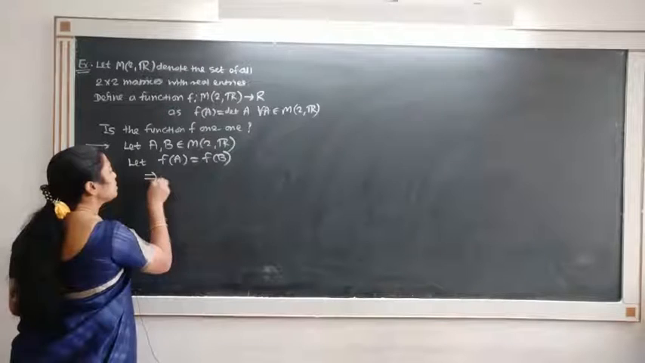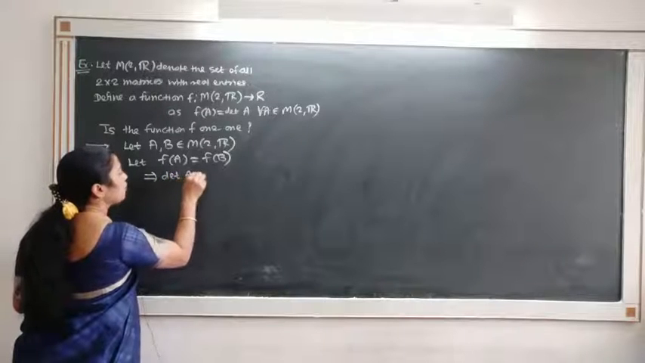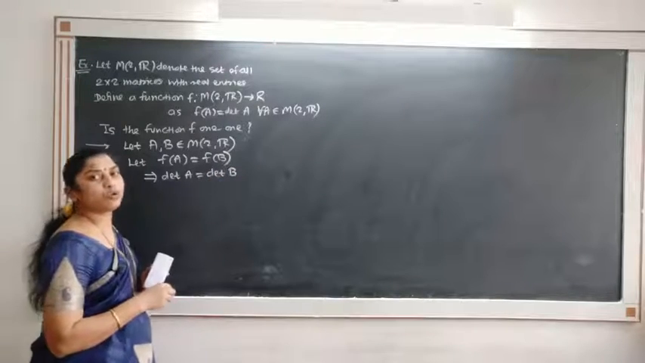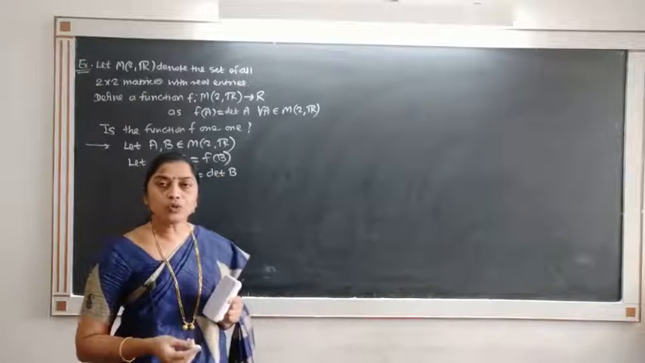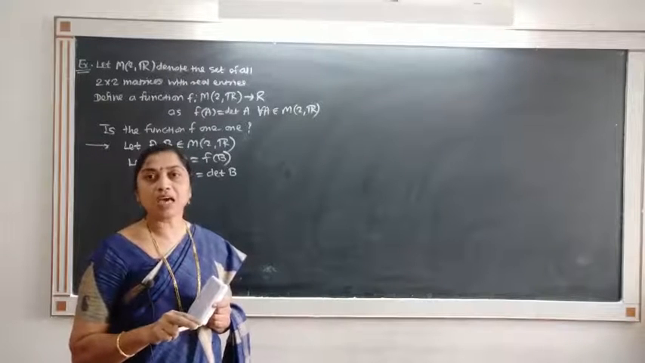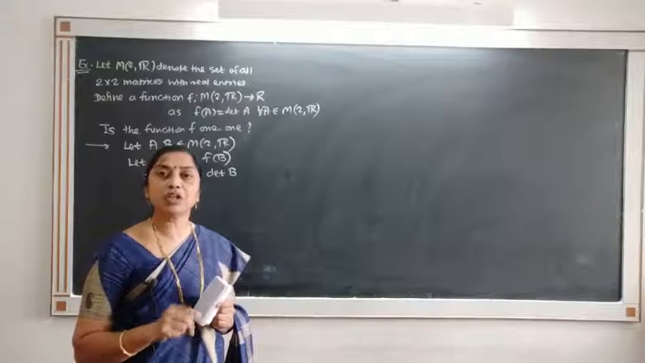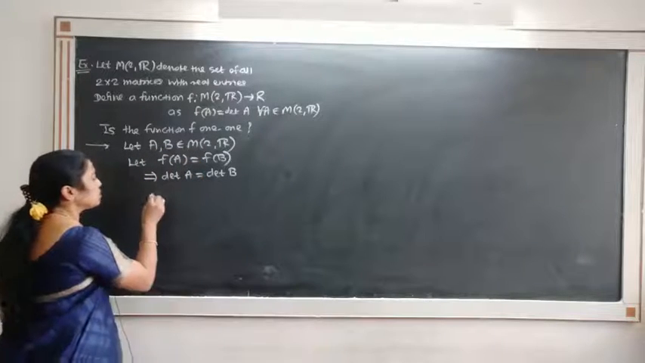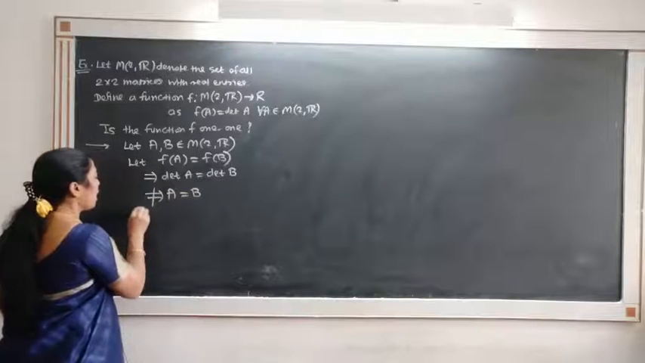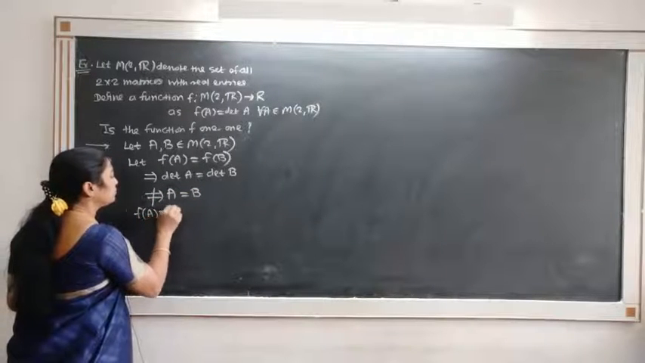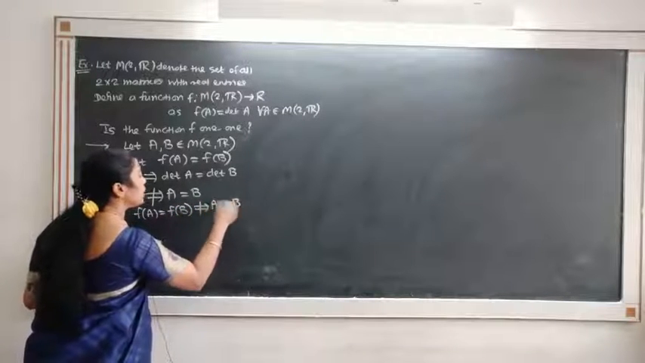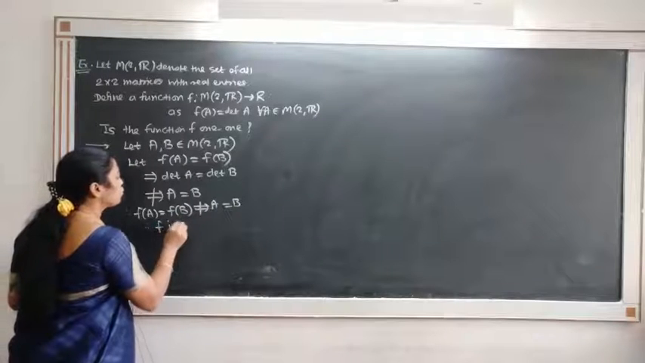So f A means determinant of A and f B means determinant of B. So determinant A is equal to determinant B. We want to check whether A is equal to B. But we know that if determinants are equal, the matrices may not be equal. So this does not imply that A is equal to B. Therefore, f of A equal to f of B does not imply that A is equal to B, and therefore f is not one-one.